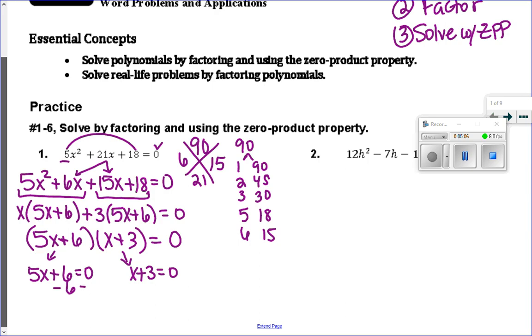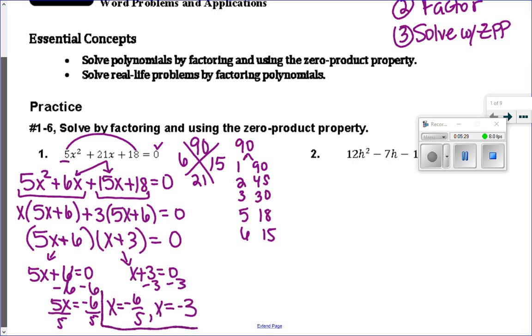So here we'll subtract 6 on both sides, and after that, I'll divide by 5. So one of our solutions is that x would be negative 6 over 5. The other solution is if I said x plus 3 equal to 0 and subtract the 3, that gets x alone, and that'd be negative 3. So these are the two solutions that make this polynomial equation true.